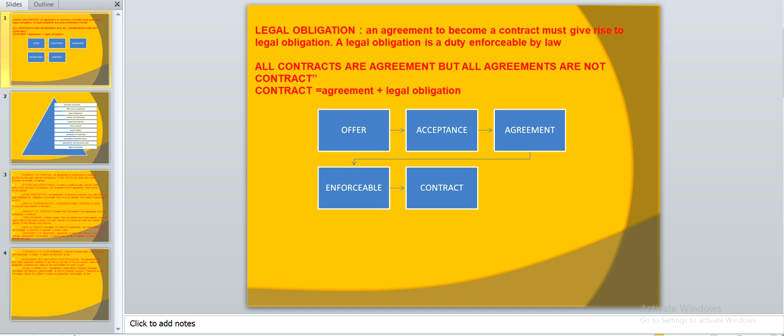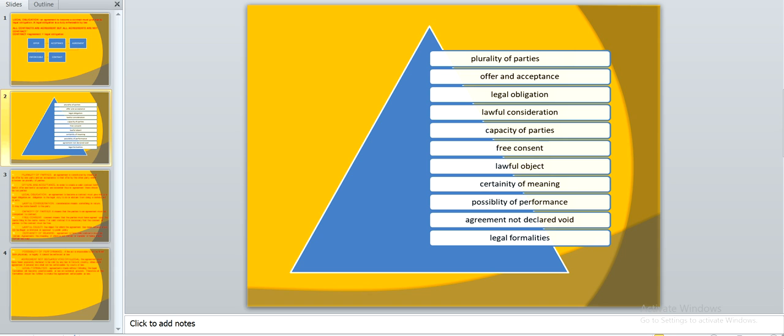Okay, so we'll see what are the essential elements of a valid contract. How can we say whether the contract is valid or not? There are 11 essentials to be followed to be called a valid contract. We'll see what those are. First one is plurality of parties, offer and acceptance, legal obligation, lawful consideration, capacity of parties, free consent, lawful object, certainty of meaning, possibility of performance, agreement not declared void, and legal formalities. So these are the 11 essential elements of a valid contract.